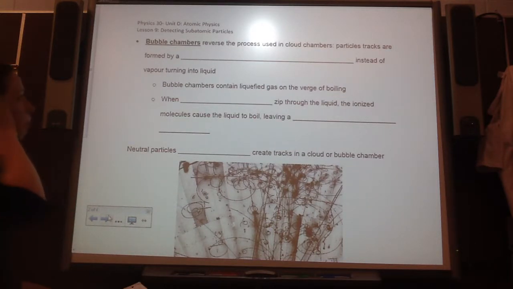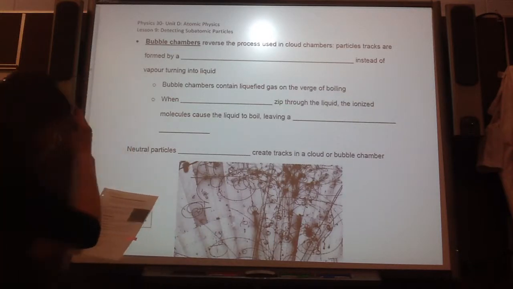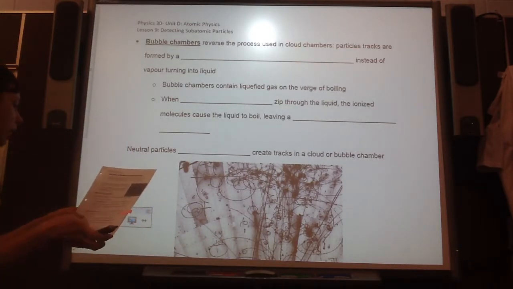So next is a bubble chamber. Now it's really similar concept. It still uses the magnetic field thing, but instead of looking at clouds, you look at bubbles, okay? So bubble chambers reverse the process used in cloud chambers.